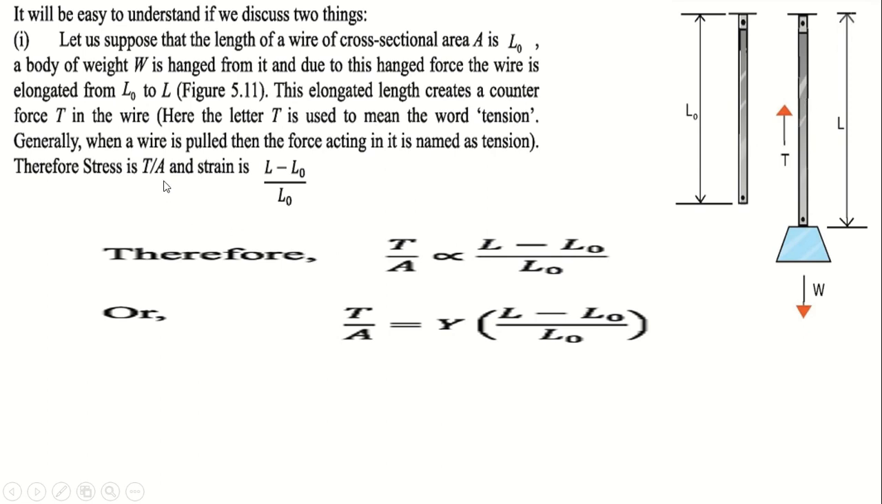So therefore, stress is T by A, and we know from Hooke's law, stress is proportional to strain. So here stress is T by A, which is proportional to strain, that is (L minus L0) by L0.